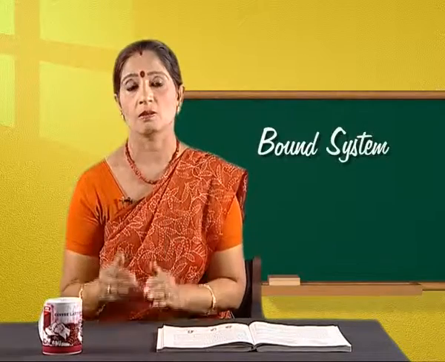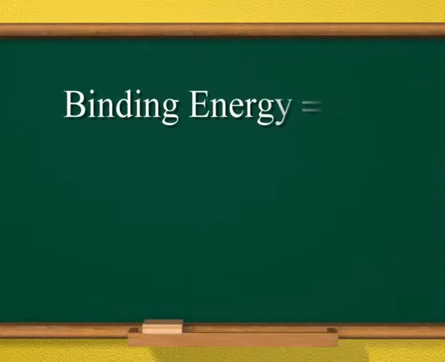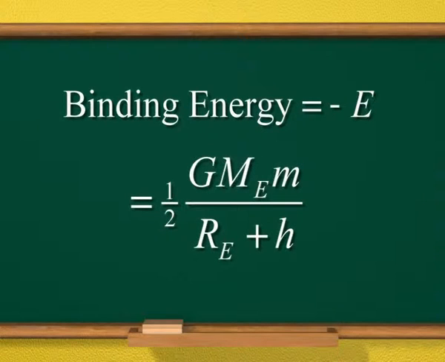Satellites are always at finite distance from the Earth, and hence their energies cannot be positive or zero. For this reason, the planet and the orbiting satellite are said to form a bound system. In order to free the satellite from the gravitational field of the planet, an energy equal to minus E has to be supplied to the satellite. Thus, the binding energy of the satellite is equal to half of G into Me into m upon Re plus h.